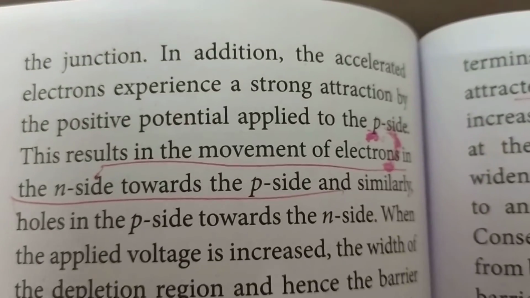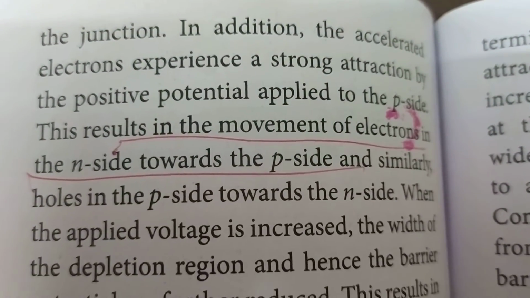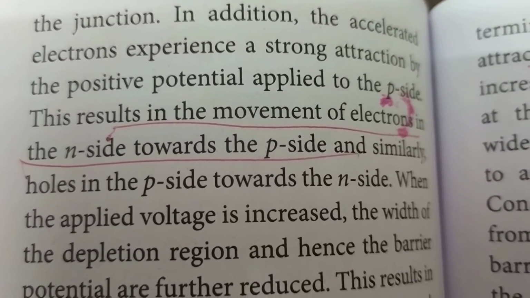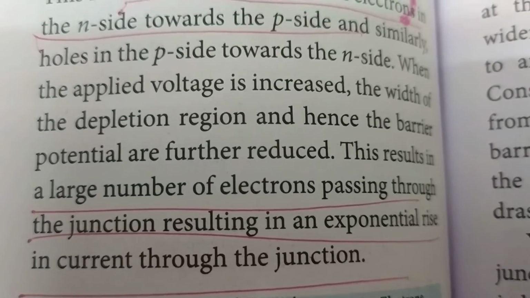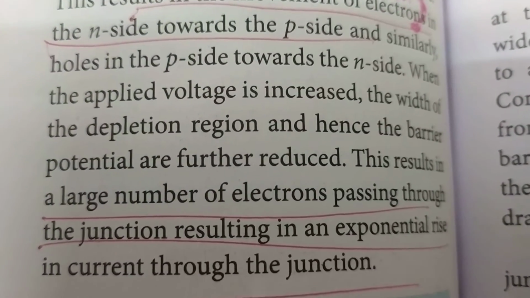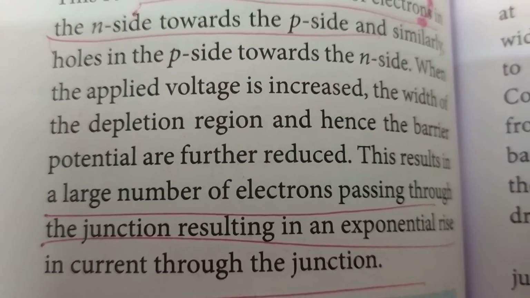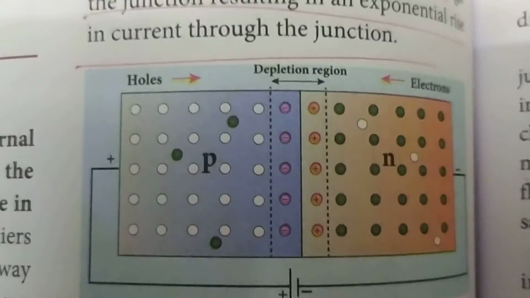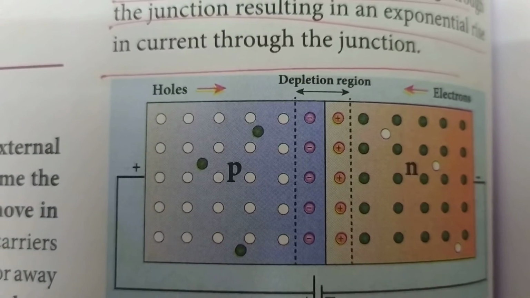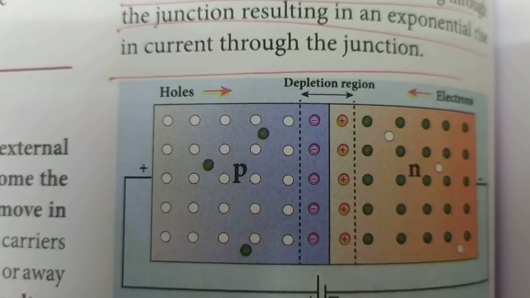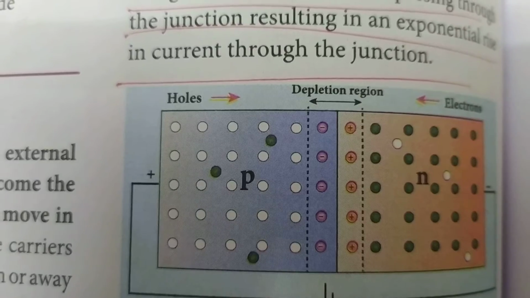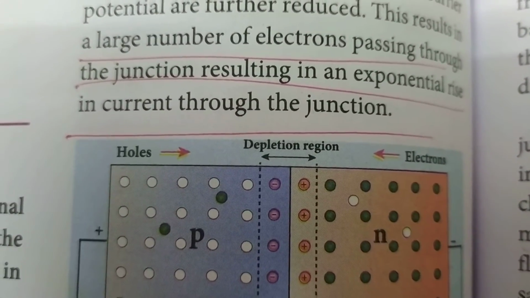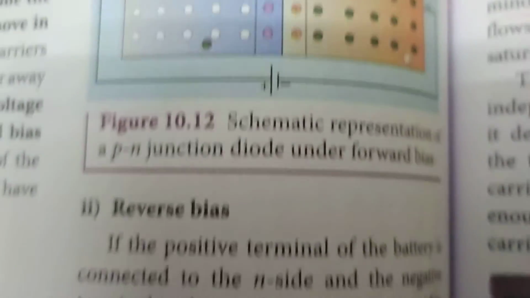This results in the movement of electrons in the n side towards the p side, and similarly holes in the p side towards the n side. The width of the depletion layer will decrease, and the barrier potential will also reduce. It is like the opening of a door in between the p-type and n-type. The majority charge carriers will begin to move across the junction, resulting in an exponential increase in the current through the junction.